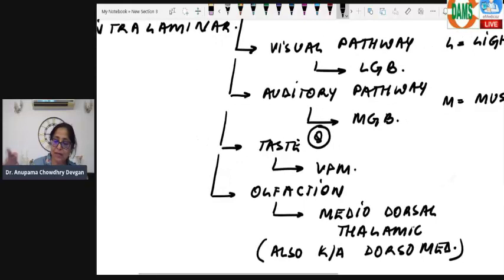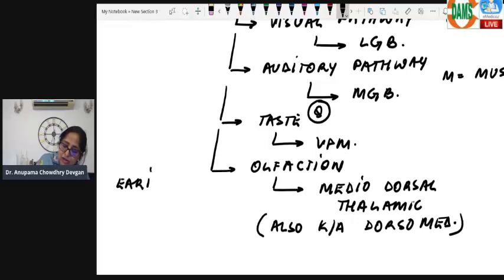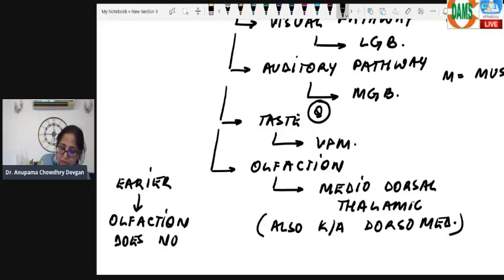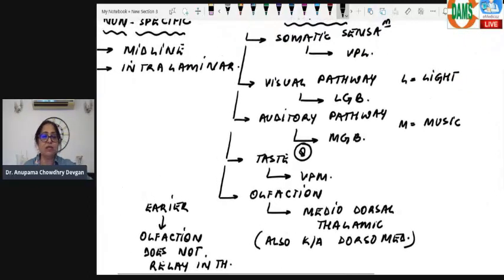Now, please remember, earlier we believed that olfaction does not relay in the thalamus. But today we know that there is a relay nucleus for olfaction, and that is known as mediodorsal thalamic, or MDT, which is also known as dorsomedial.